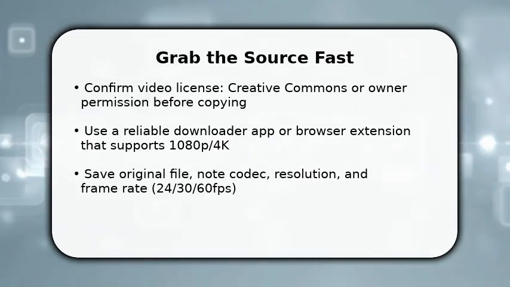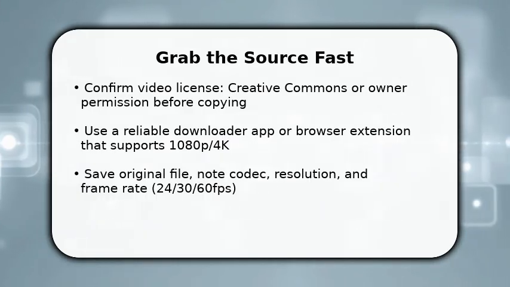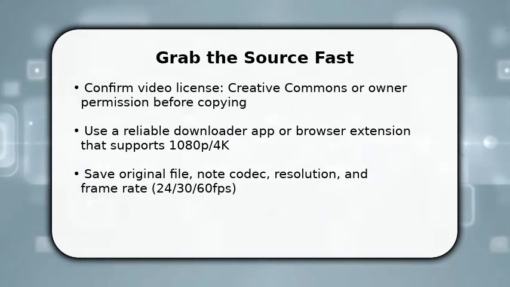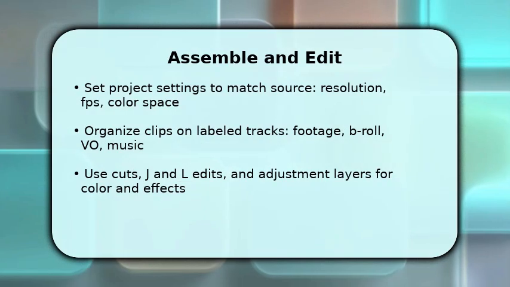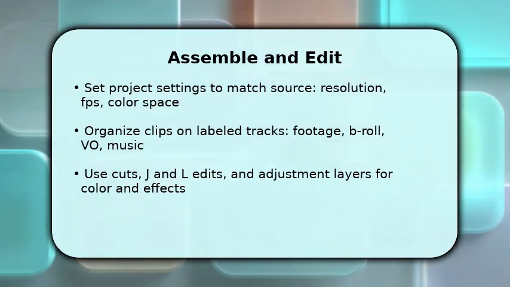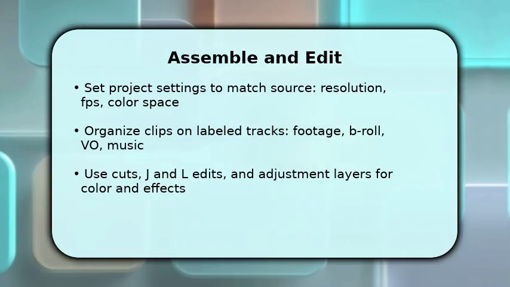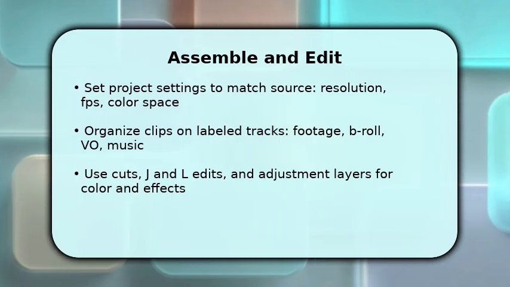Next, create a new project in your editor matching those settings so you won't need to scale or retime footage during editing. Now you assemble your timeline, import clips, label tracks, and place primary footage on the main track. You should match project settings to the source to avoid quality loss. This is why you inspected properties earlier.